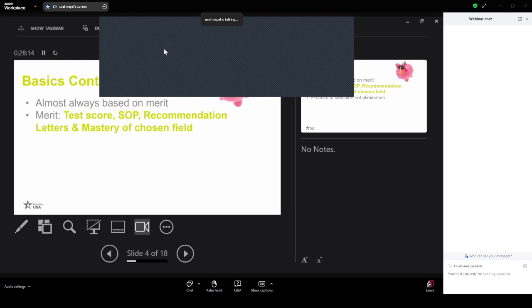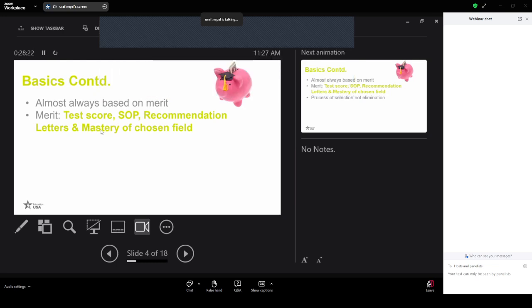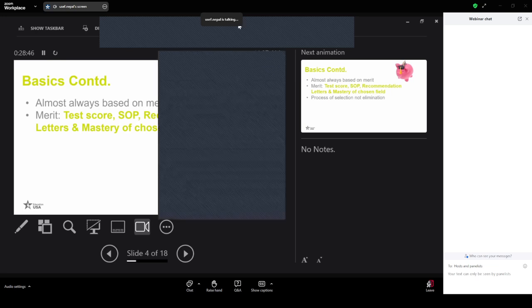Okay. So the next thing I was talking about is the mastery of chosen field, which means that they're looking at two things here. One, they're looking at your academic records, and the next thing they're looking at is what have you done in the field of study that you want to go for. Okay, so that is something that they are looking at here.